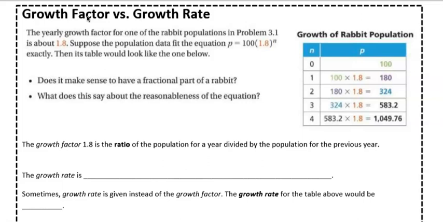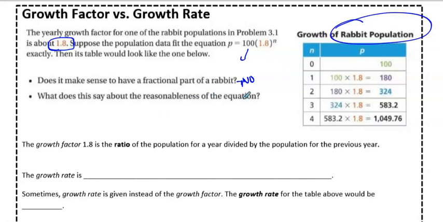All right, so we've got the growth of the rabbit population one more time here. The yearly growth factor in problem 3.1 was 1.8, and we had the equation p equals 100, the initial value, times 1.8 to the n power. It doesn't make sense to have a fractional part of a rabbit, hopefully, unless you're having a little stew tonight.